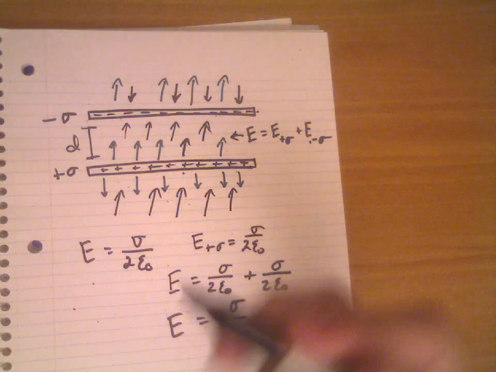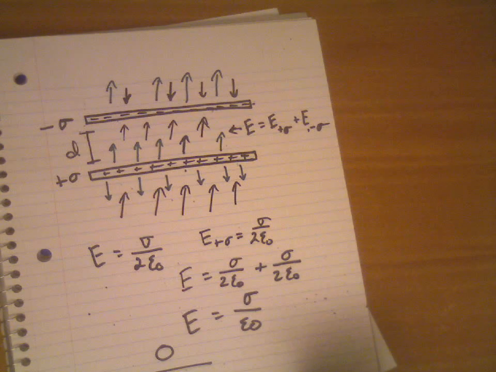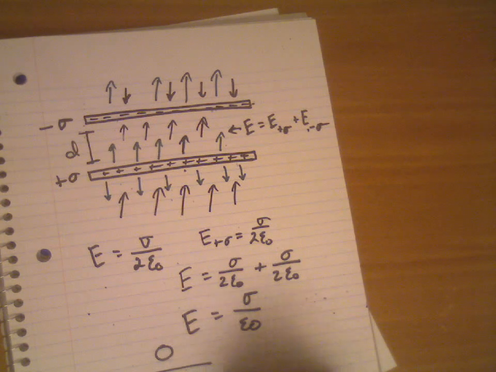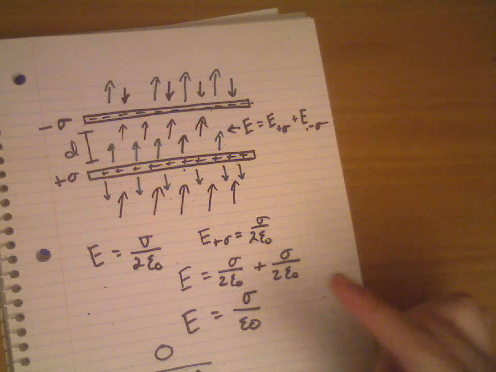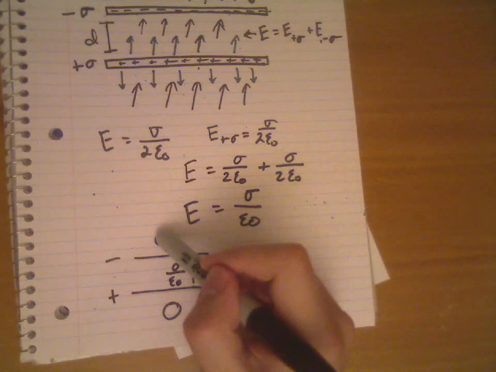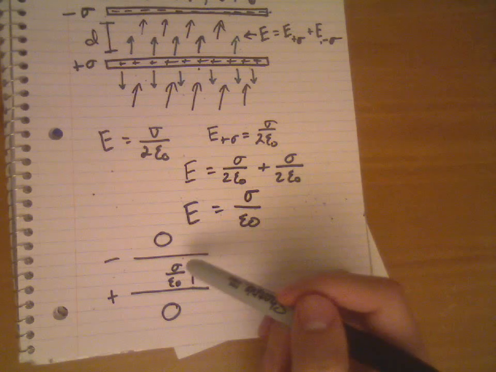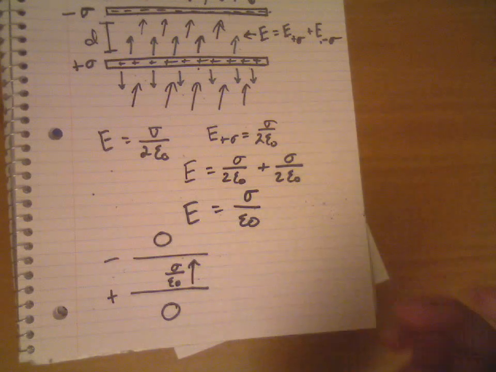So if we were to reevaluate this, here are two sheets. There would be an electric field of 0 here, an electric field of 0 here, and an electric field of sigma over epsilon naught going in this direction. I'll repeat that. The electric field here and here are 0, and the electric field inside is equal to sigma over epsilon naught in this upward direction, going from positive to negative.